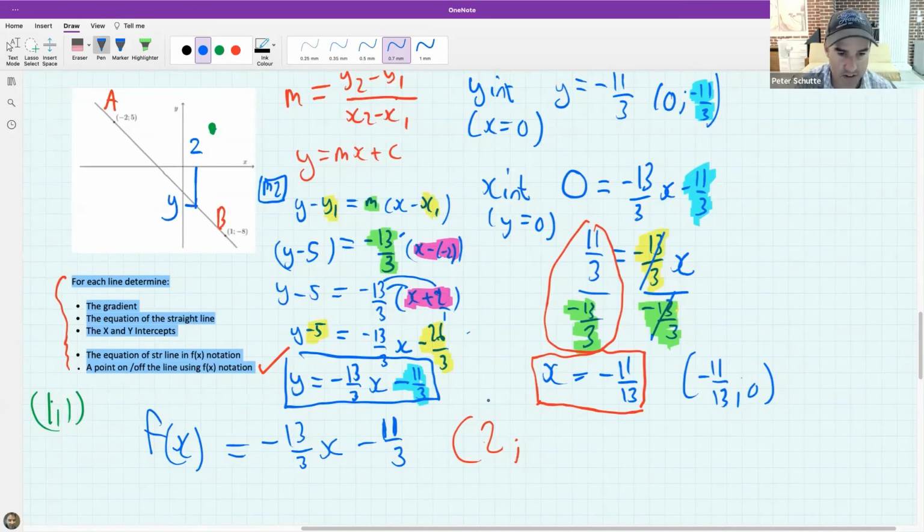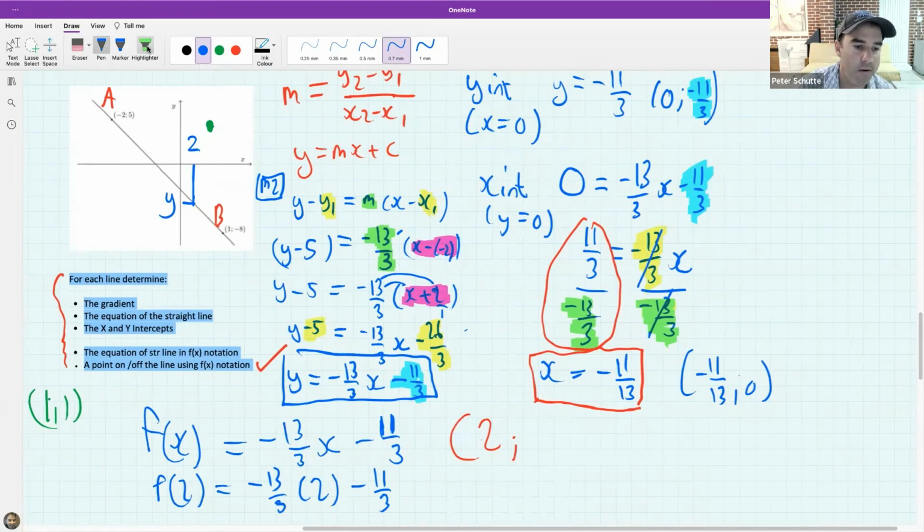The good news is you have a function that tells you its only job in life is to say, give me an input, I'll give you an output. So we say, what is f of 2? It's just going to be a 2 plugged in where there's an x. And this is where, again, I want to get my calculator out.